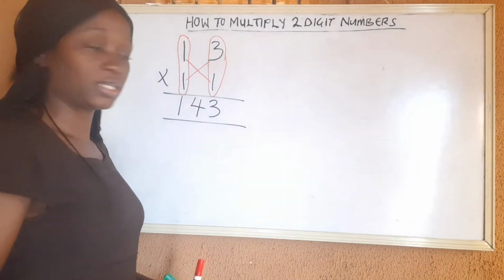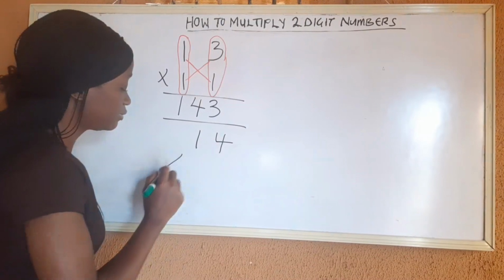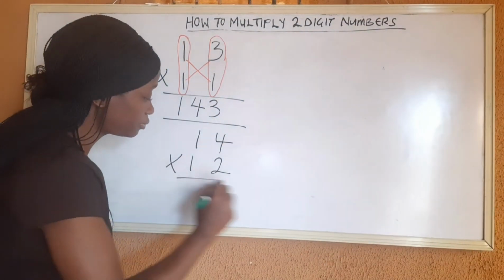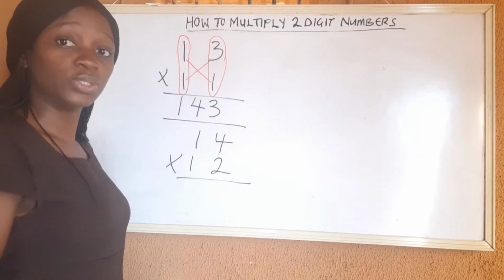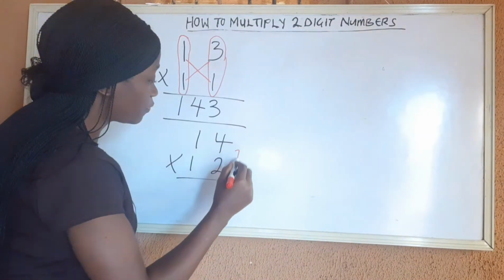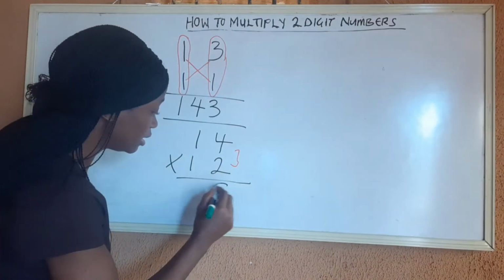Now let's take another example. Let's say we have to solve 14 times 12. Now 14 times 12, remember our first step is to multiply the unit digits together, and that's going to be 4 times 2. Now 4 times 2 gives us 8, so we write 8.